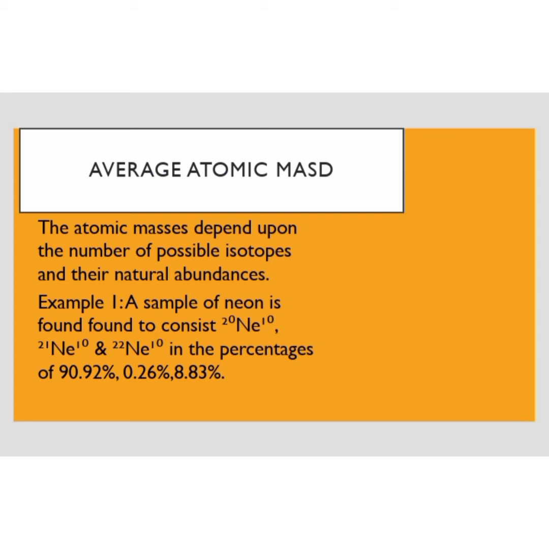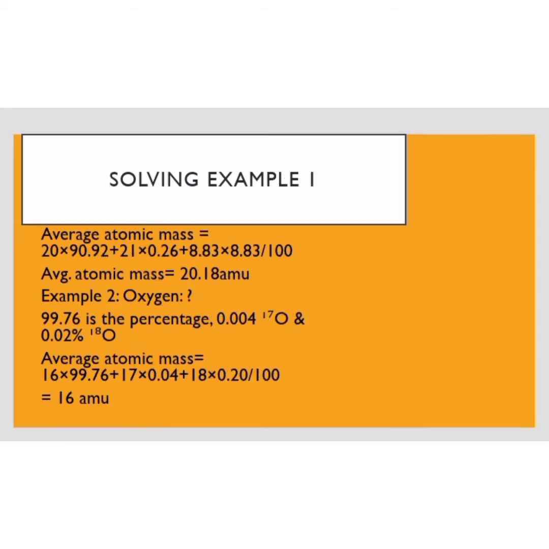A sample of neon is found to consist of Ne-20, Ne-21 and Ne-22 in the percentages of 90.92%, 0.26% and 8.83%. Basically, how do we deduce the relative atomic mass?